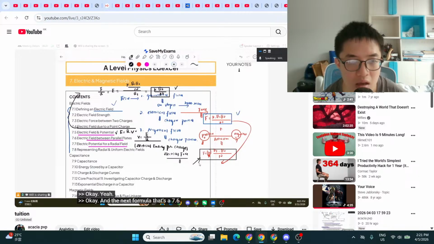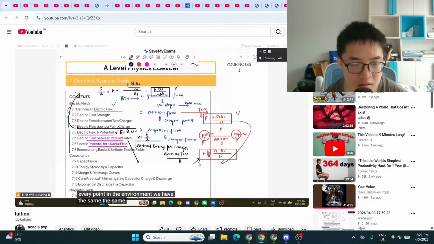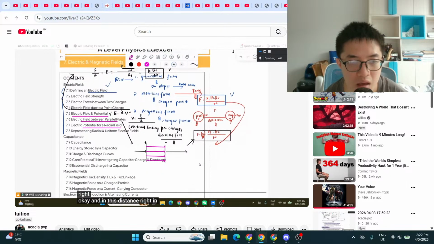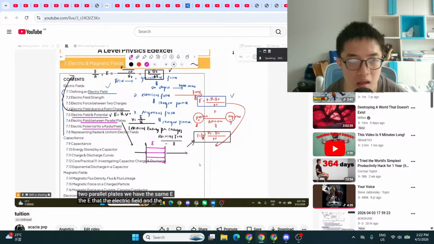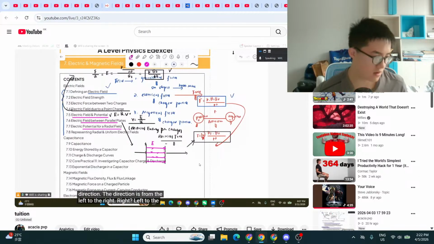And the next formula, 7.6, the electric field between the parallel plates. In the parallel plates, what do we produce in this environment? E equals V over d. A uniform electric field. Every point in the environment has the same direction and the same magnitude of the electric field. Here are the two parallel plates. Suppose the left one is positive and the right one is negative. We can draw the electric field lines, every single line parallel. In the distance between the two plates, we have the same E, the electric field, with the same magnitude and direction everywhere. The direction is from left to right.